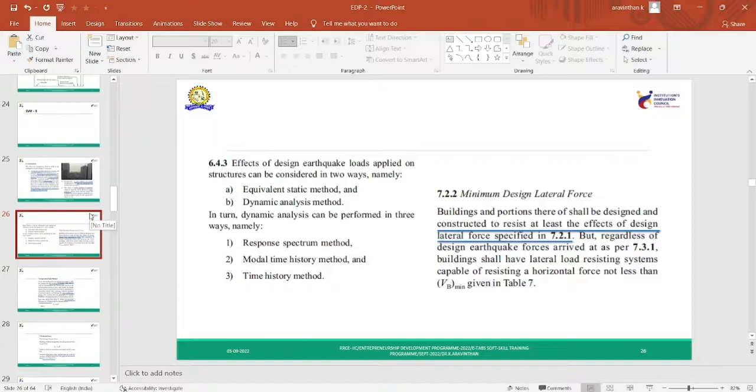That is, there are 4 zones in India. If you are constructing any house, it should have minimum earthquake resistant force from zone 2 to zone 5. And in that zone, you have to consider the earthquake load and proceed with your design. So no structure has to be designed without seismic consideration.